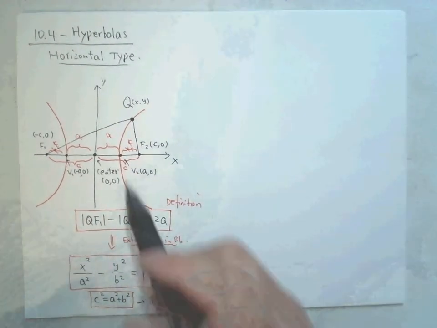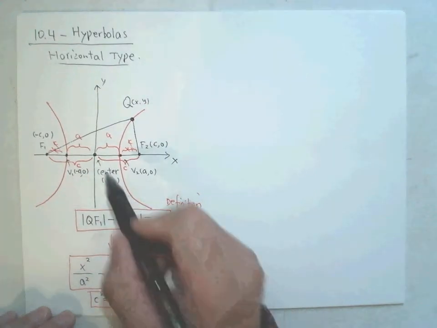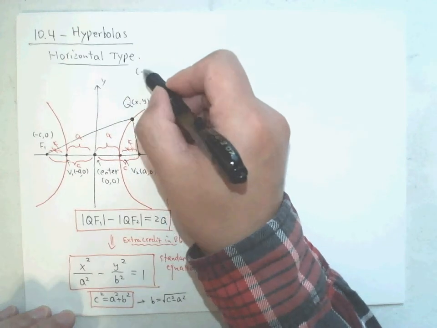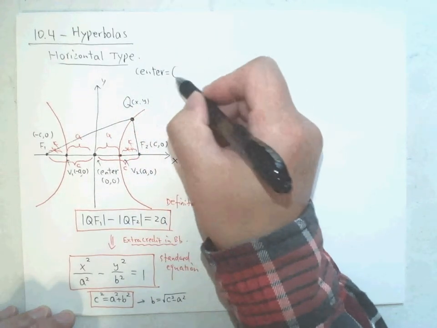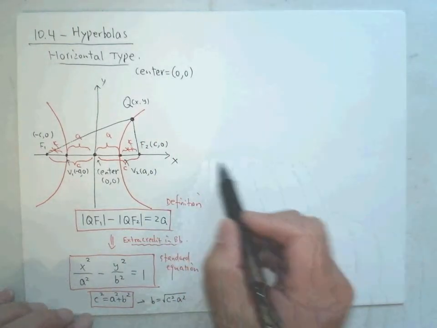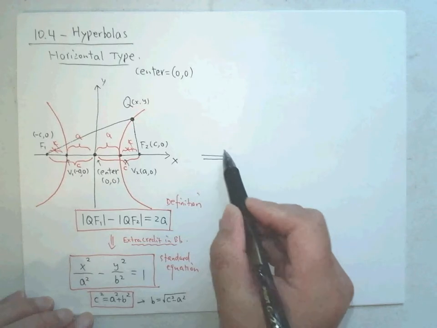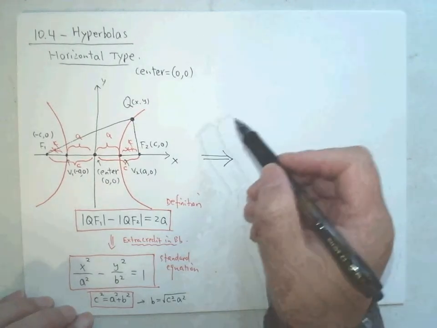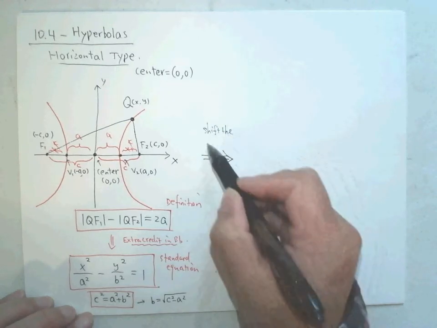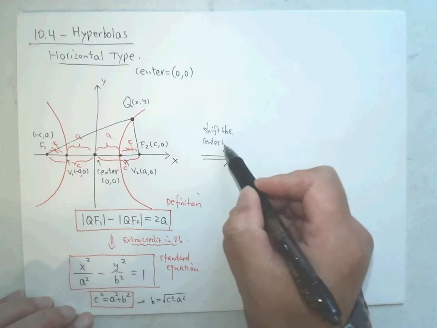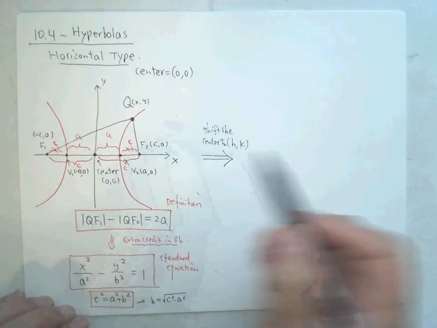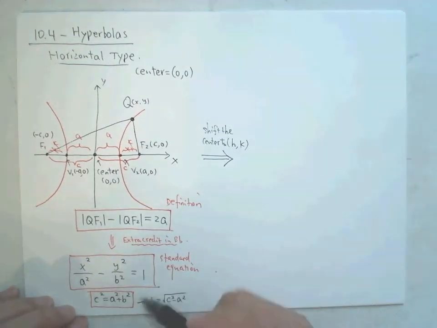This is the center at 0, 0. Okay. If the center is not 0, 0, we will extend this. We shift the center to this H and K. Right, we can shift it wherever. Now I get another graph and we get another standard equation.